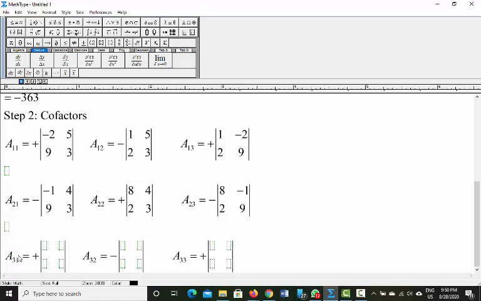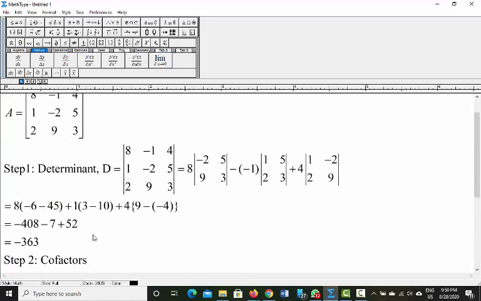Now we will move to the third row, first column. We want to find out the cofactor of this element, so we will ignore the third row and the first column. So what will we have in our hand? Minus 1, 4, minus 2, 5.